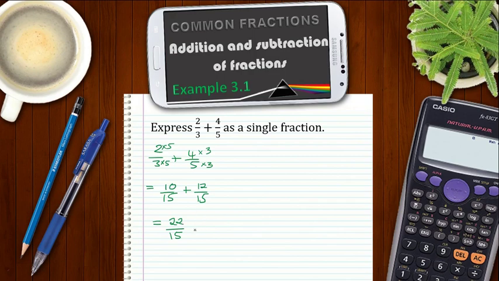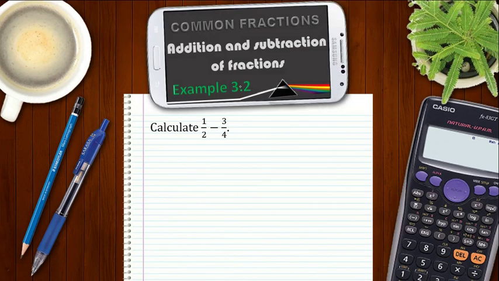But if they say leave your answer as a proper fraction, what we do then is convert it to a proper fraction. We say 15 can go into 22 how many times? Once. And then what is left if I take away 15? Then I have 7 left. So then it's 1 and 7 over 15.